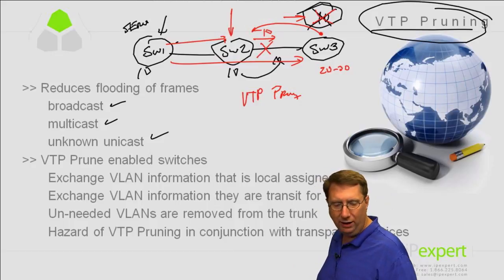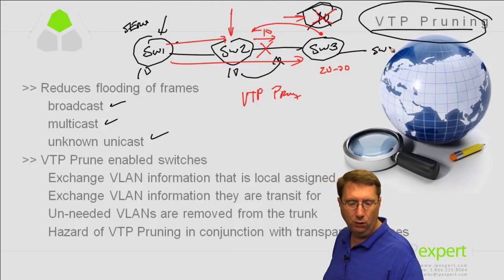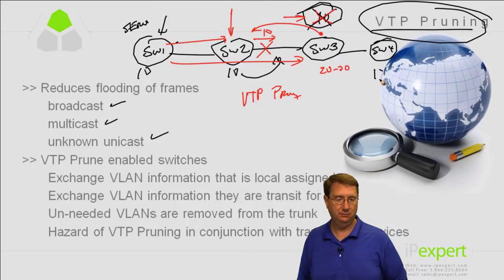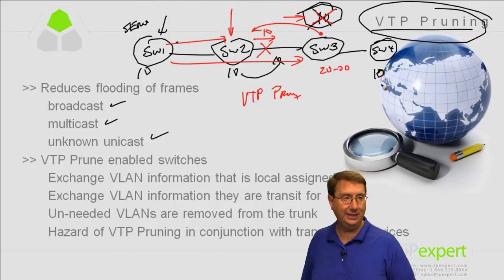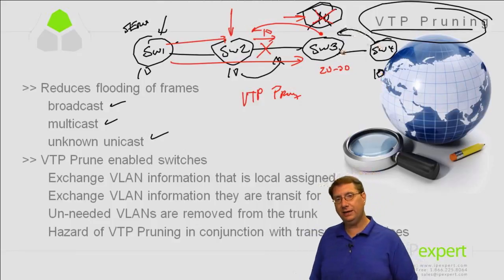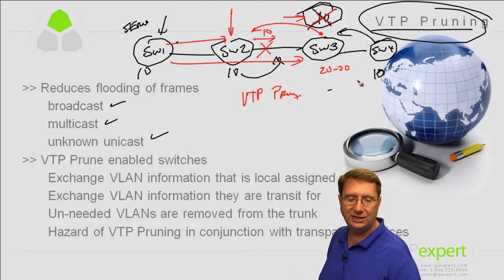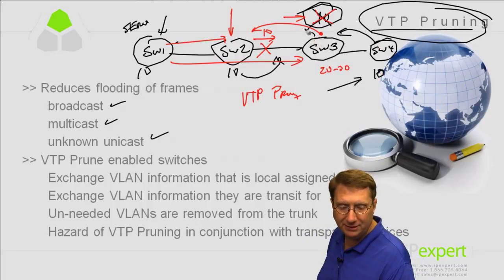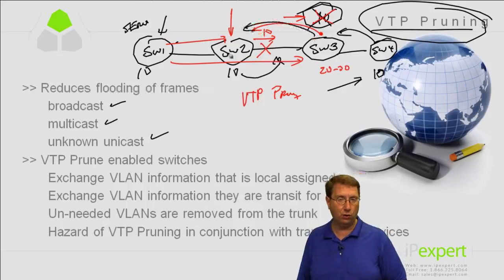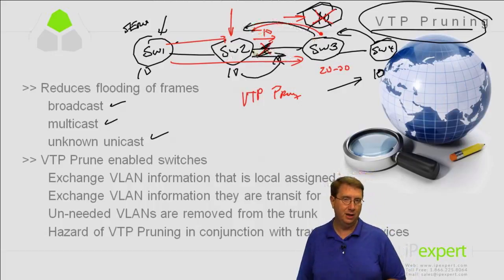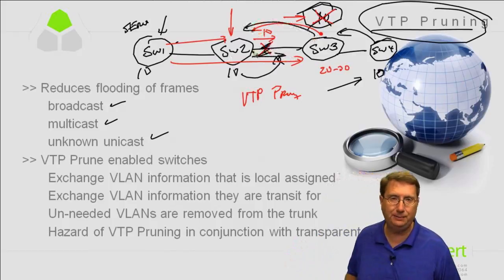Let's say now I have SW4 in the mix. And SW4 does have VLAN 10 that it needs, which means it's going to send that request to SW3. SW3 now knows that its neighbor, SW4, needs VLAN 10, so it's going to start sending the requests for it so that SW2 knows to send it across that link. So that's all there is to VTP pruning.